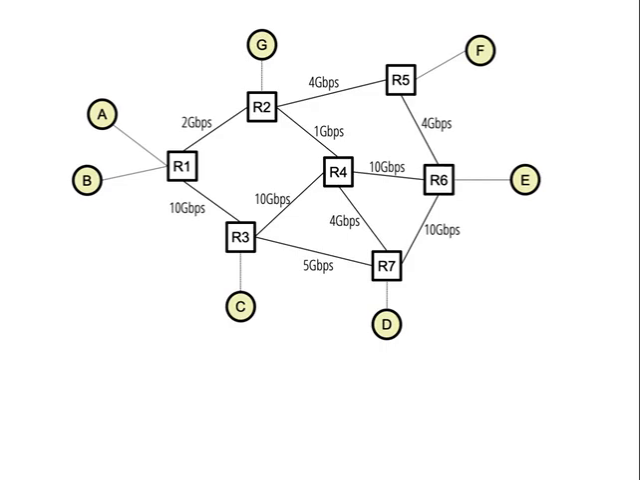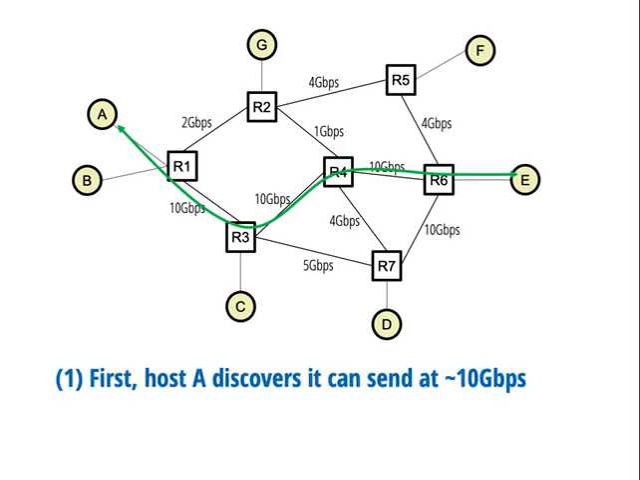Any other questions? Okay, so let's dig into dynamic adjustment. What do I mean by that first? I'm going to go through this fairly quickly because I hope we all have a pretty good picture at this point. Let's say we had that example where A was talking to E. Step one, the host A would have to somehow discover that it can send at 10 gig. When the route changes, A doesn't know that the route changed.